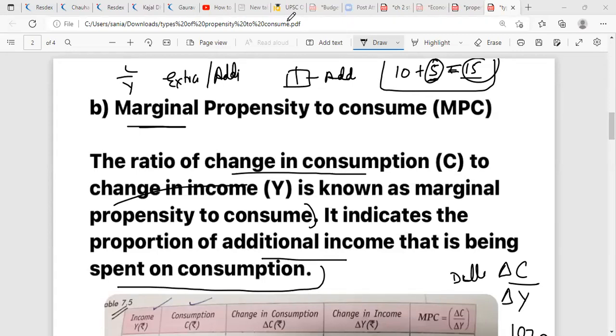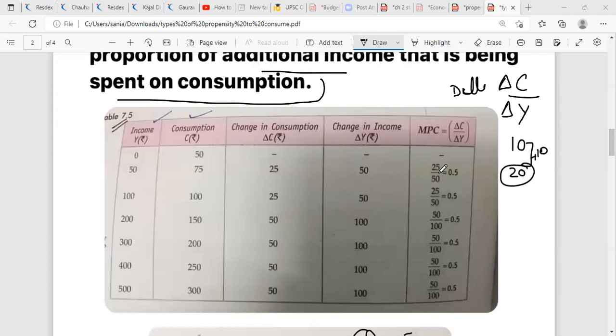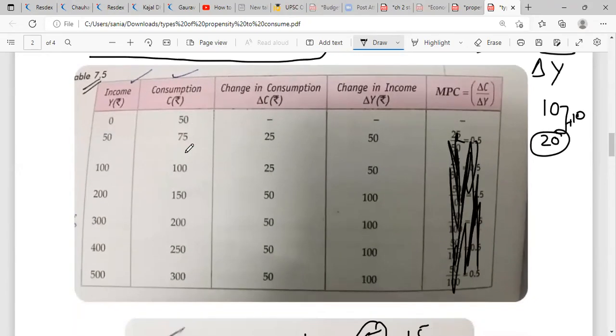So now the schedule. Okay. Let me just erase this. So see, you have your income, you have your consumption. Now, first of all, you have to find the delta C. You can see this. This is your income, this is your consumption. So you have to find delta C first.